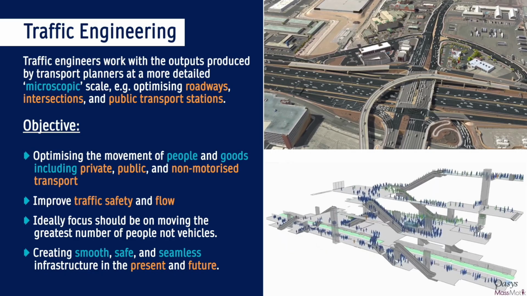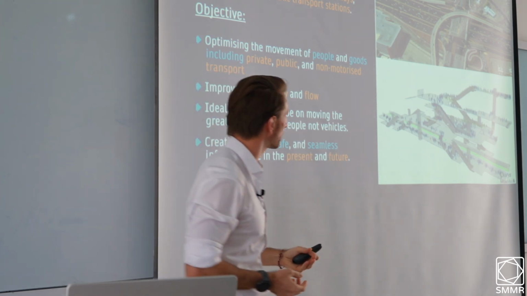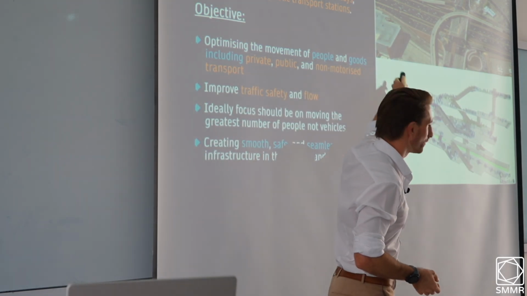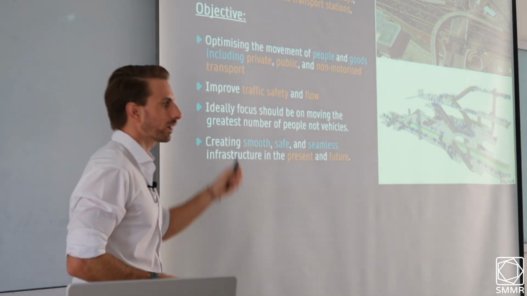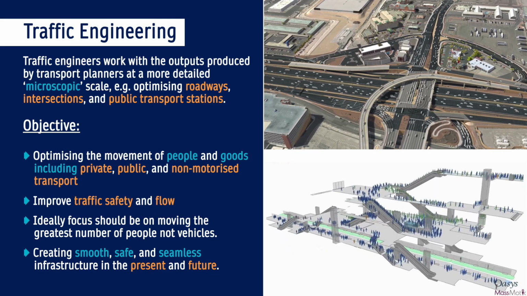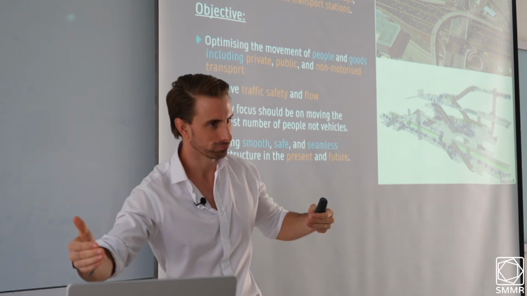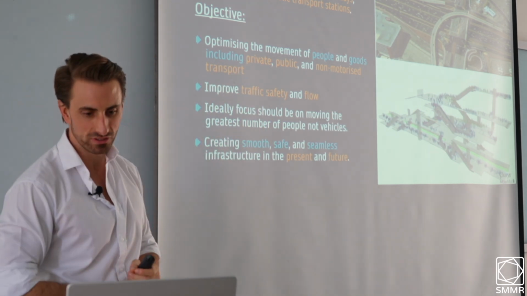So maybe the intersections. In this lecture anyway, when we talk about traffic engineering, we think of it in a multimodal context where we have different kinds of vehicles, but also pedestrians. So a traffic engineer doesn't just look at the movement of cars, but of all moving things. And the job of a traffic engineer is to optimize the movement of people and goods, including public, private, and non-motorized transport, with the goal of improving flow and also increasing road safety.